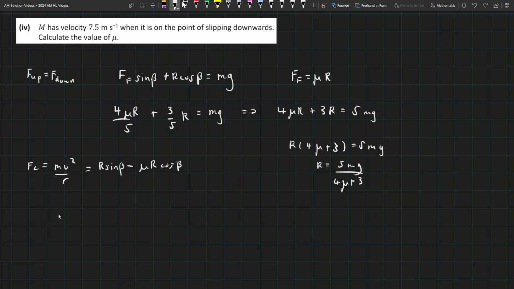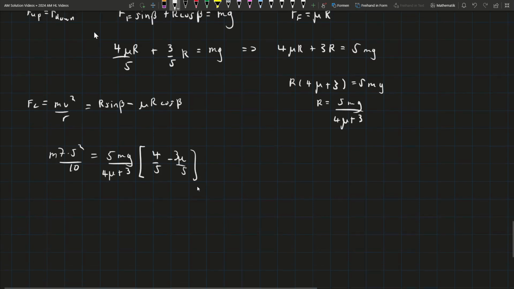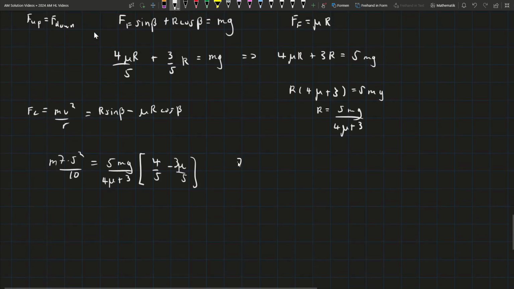So mass we don't know. Velocity is 7.5 squared. Radius is 10. That's still times the mass equals... I'll factor out an R here just so I don't have to write this big thing down twice. So R, which is 5 mg over 4 mu plus 3, multiplied by sine beta, which is 4/5, minus mu times cos beta, which is 3/5, so 3 over 5 mu. Now those m's will cancel, and we just have to solve for mu.